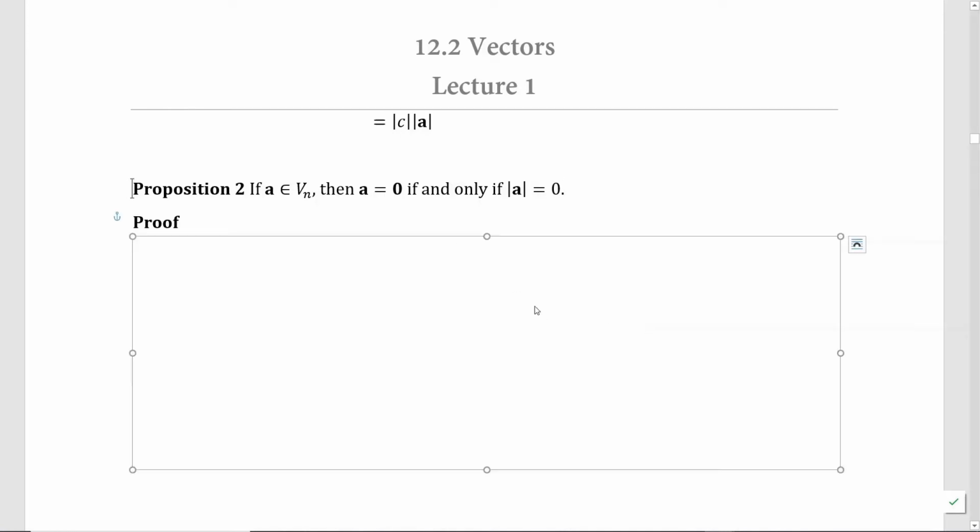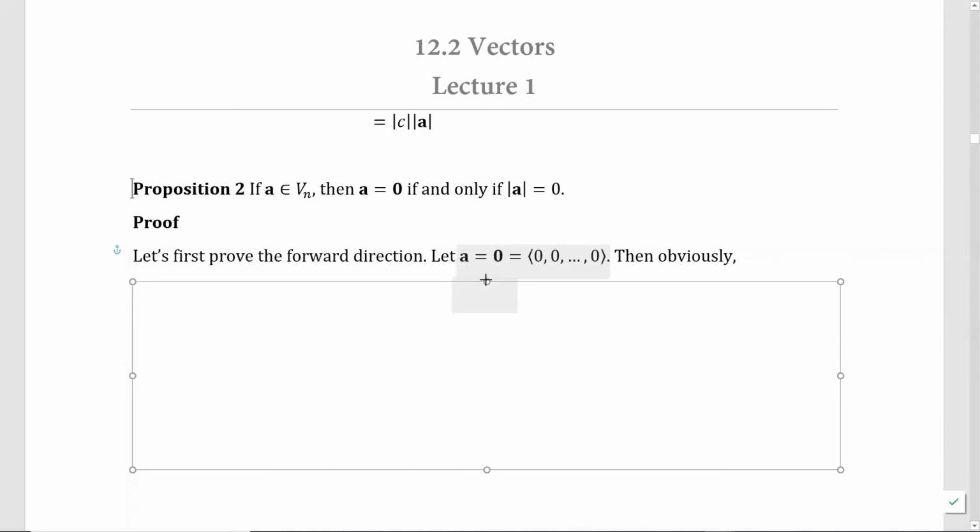Let's see the proof. Let's first prove the forward direction. This means if the vector is a zero vector, then its magnitude must be 0, which is very obvious. Since all the components of the zero vector are 0, if we square them and add them, then take the square root, we simply get 0. So the magnitude of the zero vector must be 0.